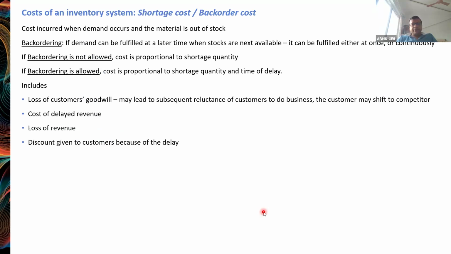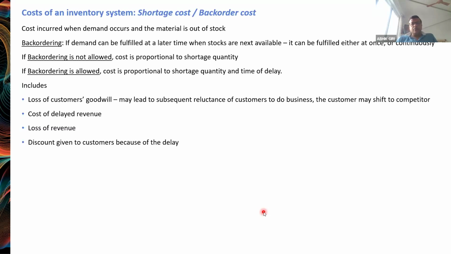So then you have what we call a shortage cost or back order cost. Now, there are two scenarios here. One is, if you don't have inventory at that point of time, then you can get inventory for the customer later on, and you can fulfill that customer demand later, either in one shot or continuously. In that case, the only cost is a delay in delivering the goods to the customer, but you finally deliver it. And the other scenario is that you do not allow back ordering at all.